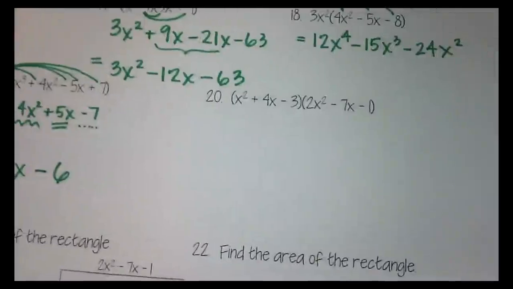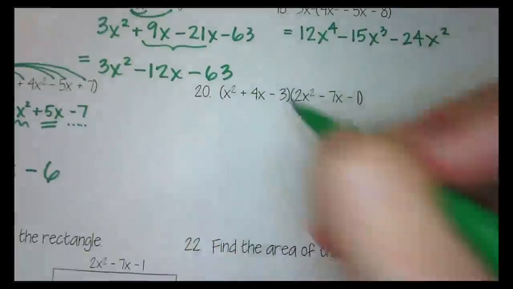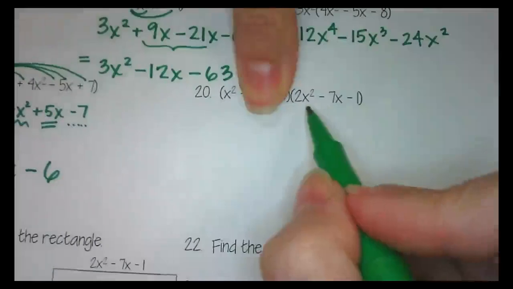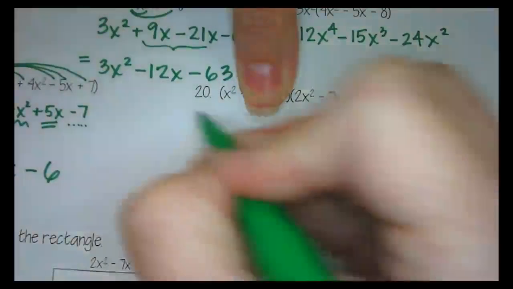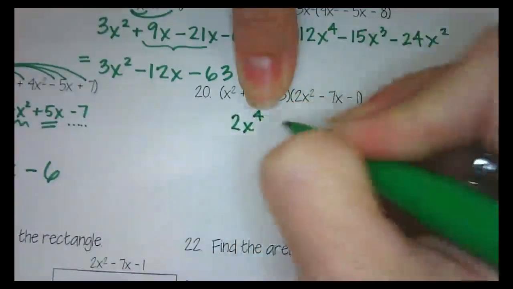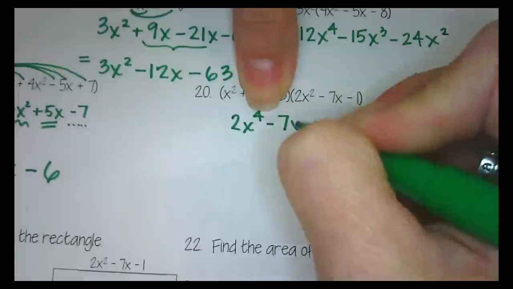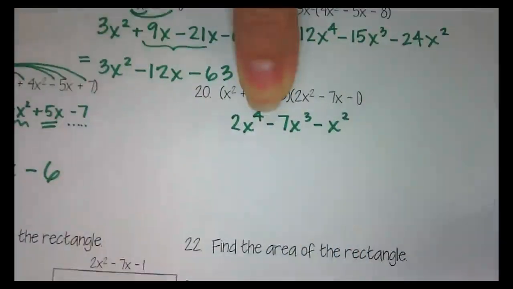All right, number 20. Oh, here we go. All right, so this is our gigantic distributive property. All right, first thing I have to do is distribute x squared to all of those. So if I multiply all of these by x squared, I will get 2x to the 4th minus 7x to the 3rd minus x squared.